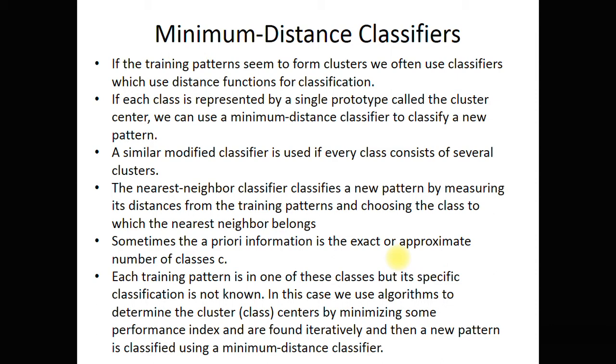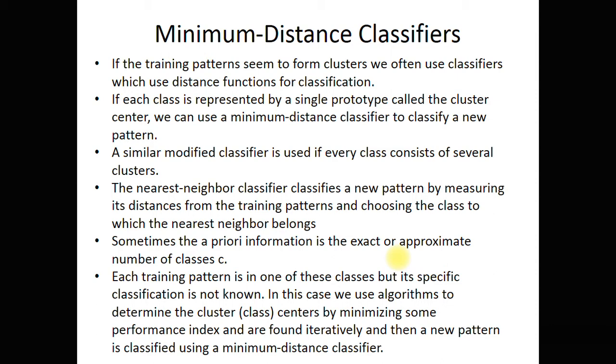Then we have something called minimum distance classifiers. If the training patterns seem to form clusters, we often use classifiers which use distance functions for classifying. Many times Euclidean distance is a good distance measure. If each class is represented by a single prototype called the cluster center, we can use a minimum distance classifier to classify a new pattern. If you remember, we have seen this concept when we saw the k nearest neighbor classifier.